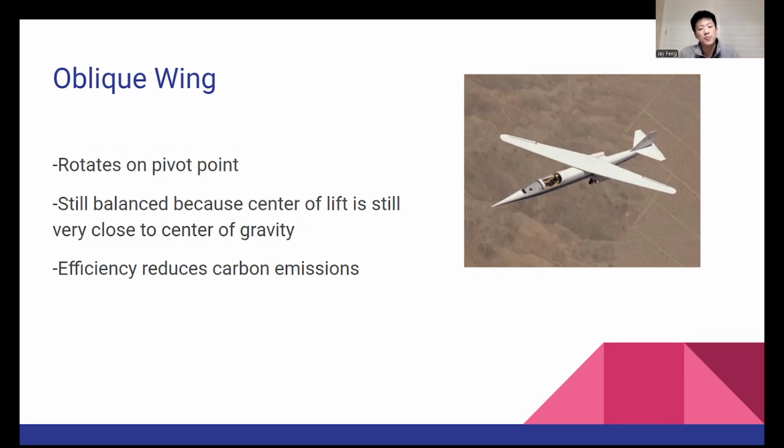And this design could bring more efficiencies, and this is good because it can increase the speed, increase the range, and even reduce carbon emissions.